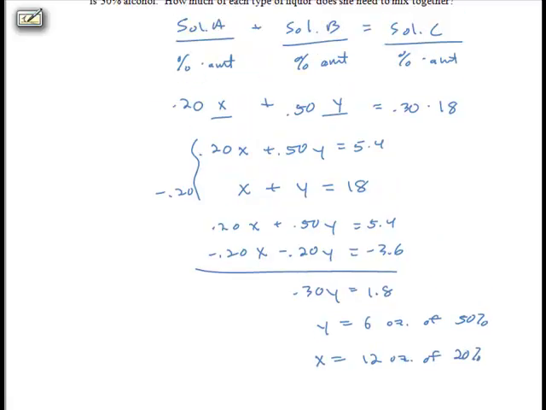Which should have been kind of what we anticipated. If we're mixing a 20% and a 50% solution together and we're forming a 30%, 30 is closer to 20 than it is to 50, which means we should have expected to have more of solution A, the 20% solution. And we do. We have twice as much.